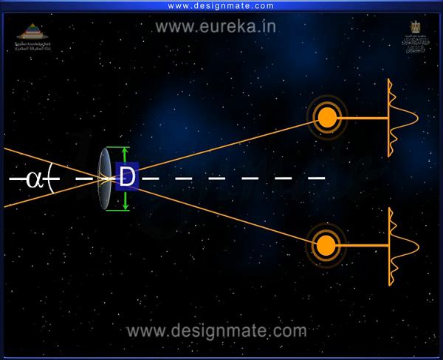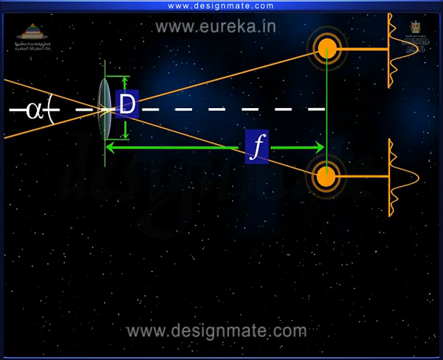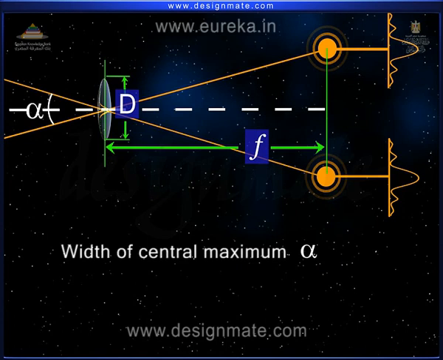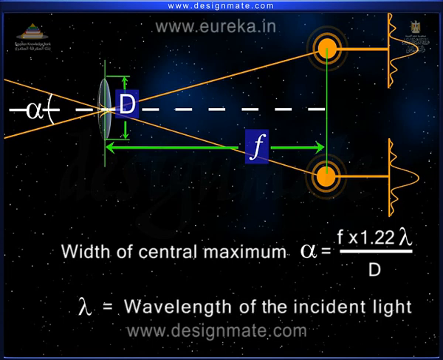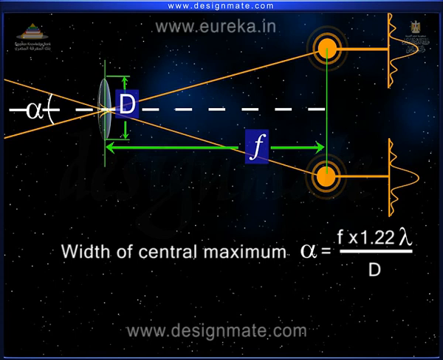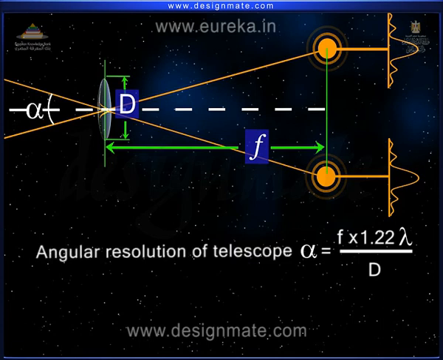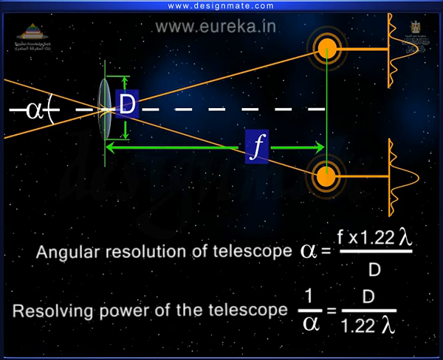If the diameter of the telescope's objective lens is d and its focal length is f, then the width of central maximum alpha is f times 1.22 lambda over d, where lambda is the wavelength of the incident light. Therefore, the necessary minimum angle to see the two images distinctly is alpha. This alpha minimum is described as the angular resolution of the telescope, and the inverse of alpha minimum is known as the resolving power of the telescope.